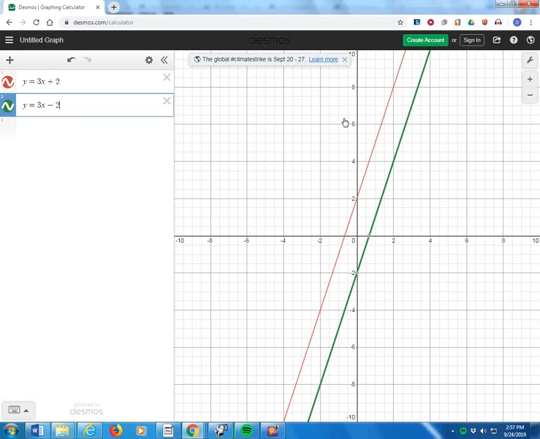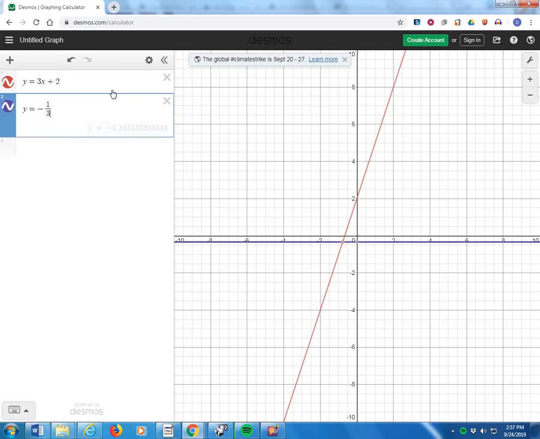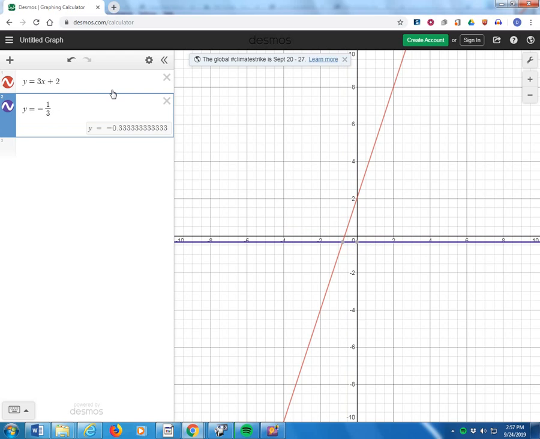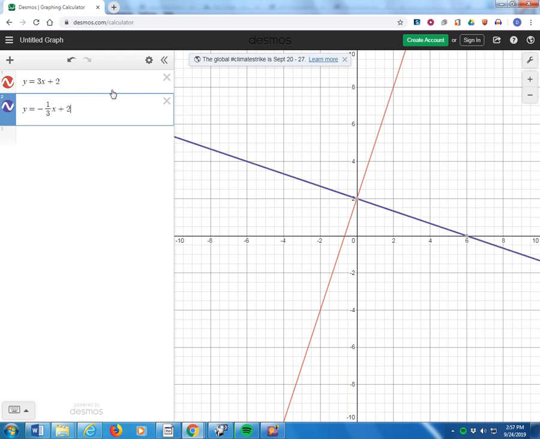Now go ahead and delete the second one. And then we'll just hit enter again. Type in y equals negative 1/3 x plus 2. Don't forget to press the right arrow key. After you do the negative 1/3, press your right arrow button so it pops back up.